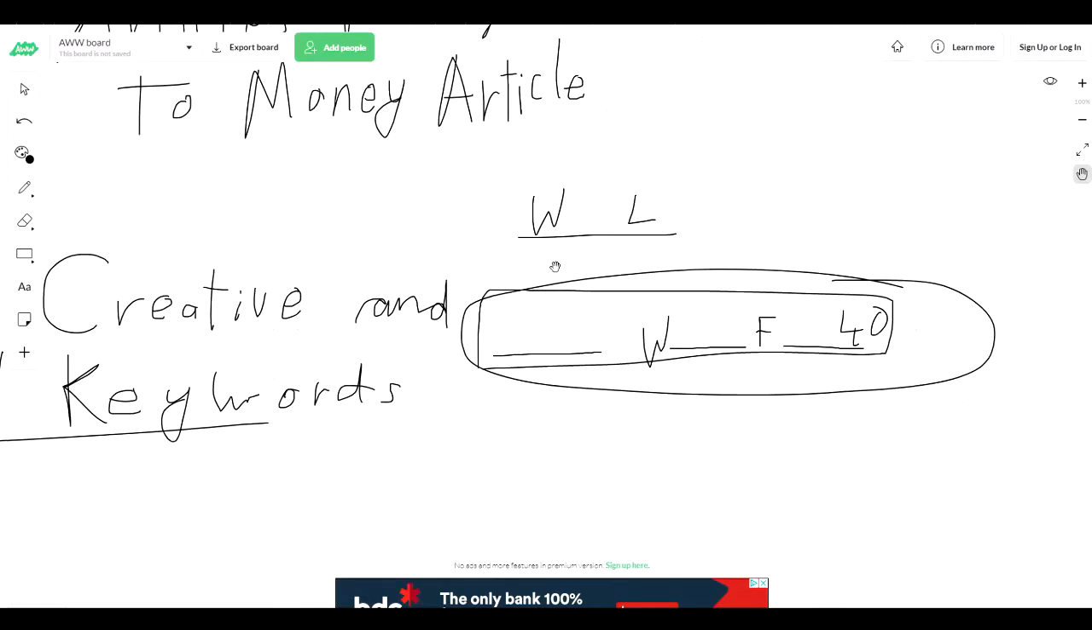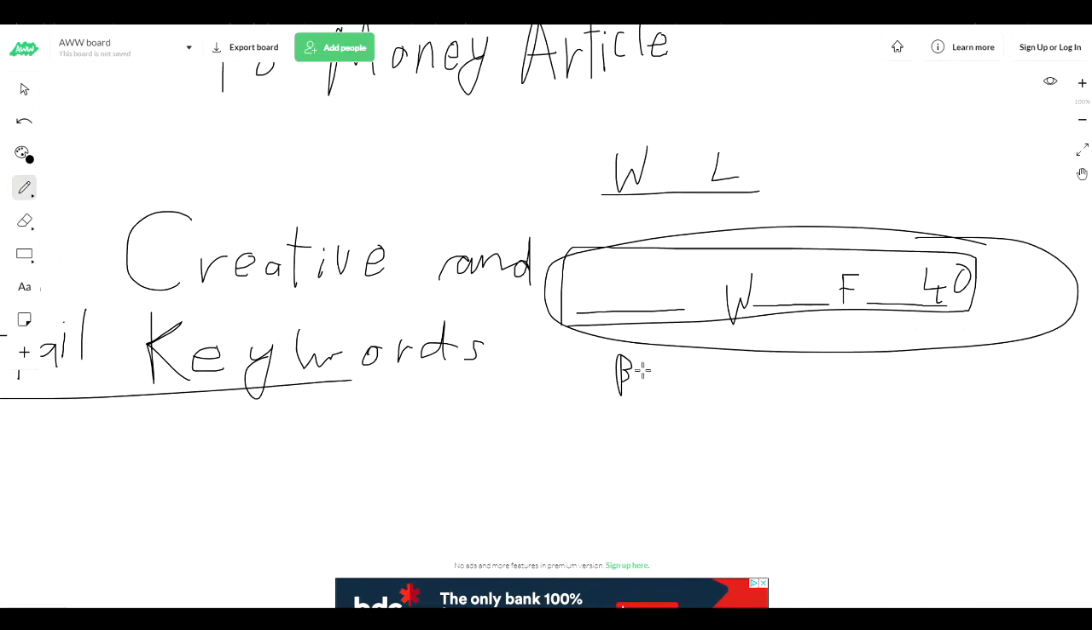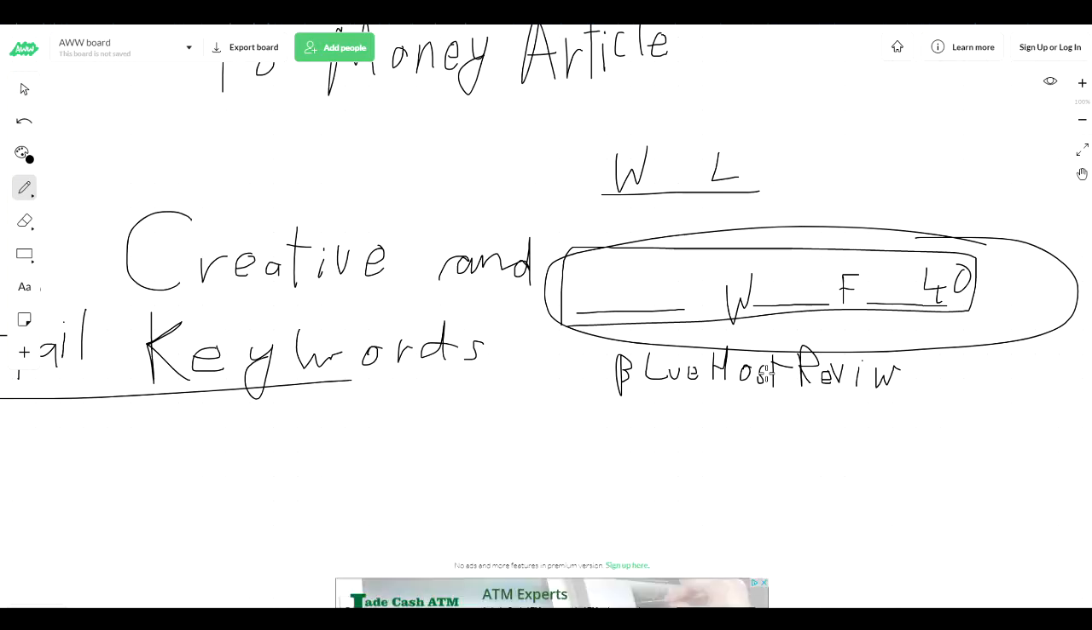For example, if you wanted to sell Bluehost, you wouldn't do "Bluehost review." Okay, you can, but what are the chances of you ranking on the first page of Google for the keyword "Bluehost review"? Very low, unless your site is super old, has a ton of authority, your articles are top notch, and obviously your website has a lot of backlinks. That's why there's a lot of authority.